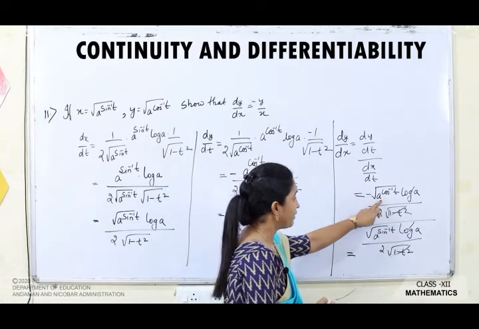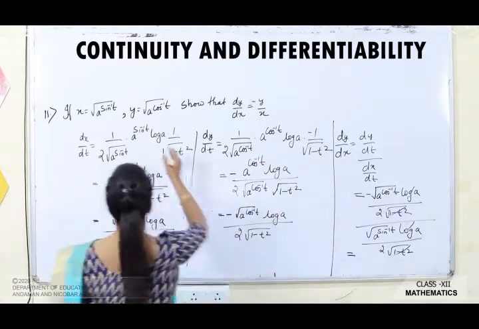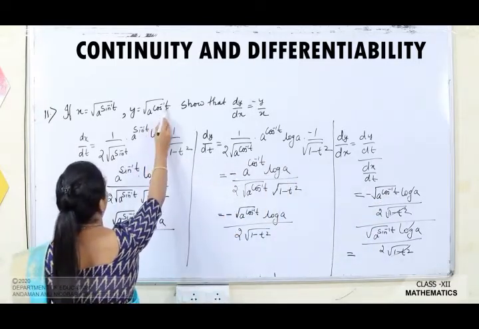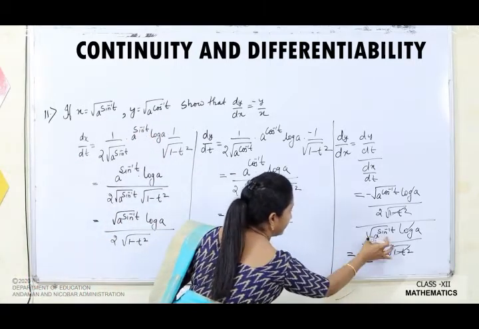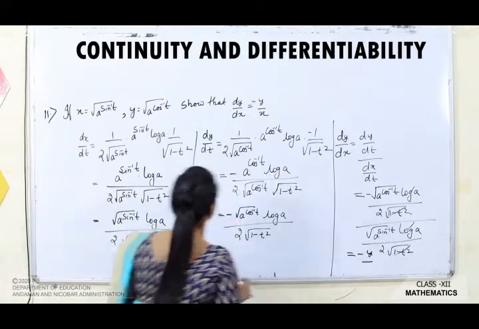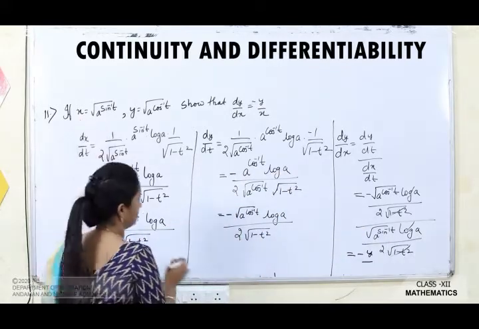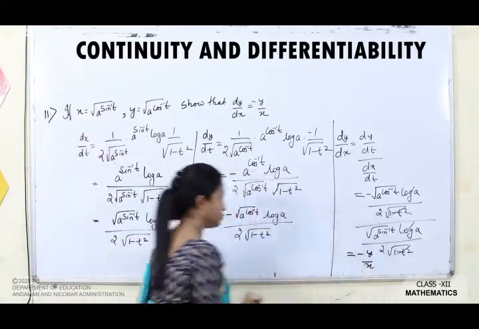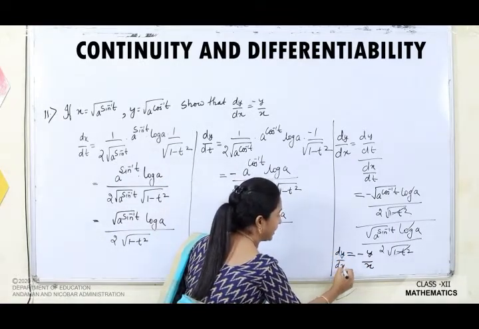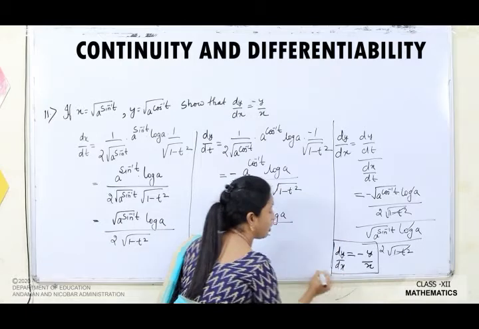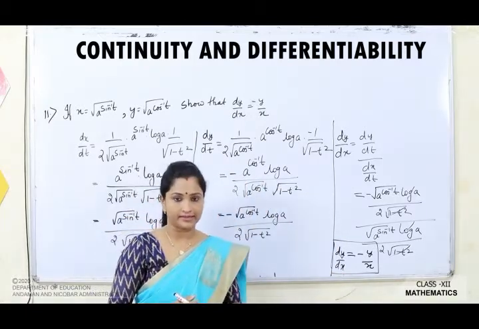Now, root over a to the power cos inverse t is what? You can write it as y. So, minus y by root over a to the power sin inverse t, what is that? x. So, you can write it as x. So, finally, you have proved that dy by dx is minus y by x.